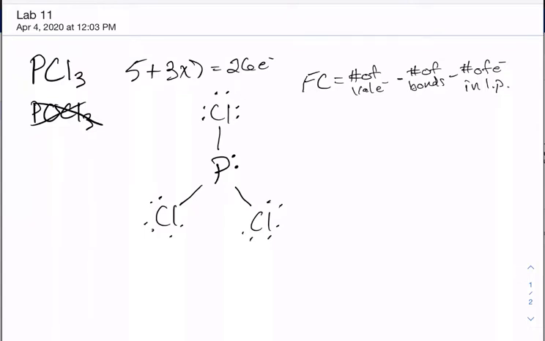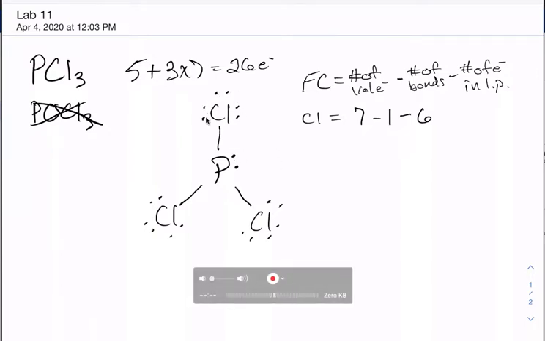And so if I want to look at, for instance, the chlorine atoms in this structure, the nice thing about formal charge is it's really, really pattern heavy. All of those chlorines have 3 lone pairs and 1 bond, so all of them should have the same formal charge. For chlorine, they have 7 valence electrons, they each have 1 bond, and they each have 6 total electrons in the 3 lone pairs. And so 7 minus 1 minus 6 is 0. And really that's what we want to see. We want to see 0 formal charge for as many atoms as possible.